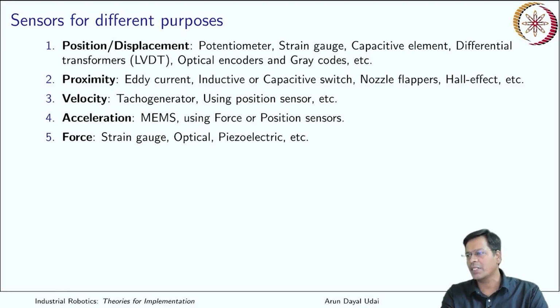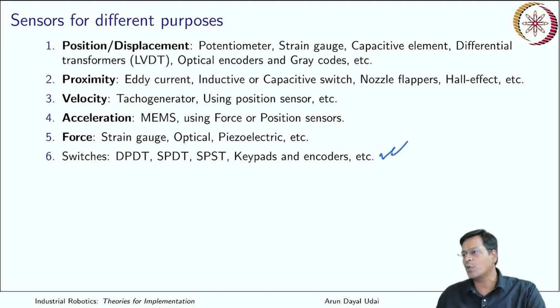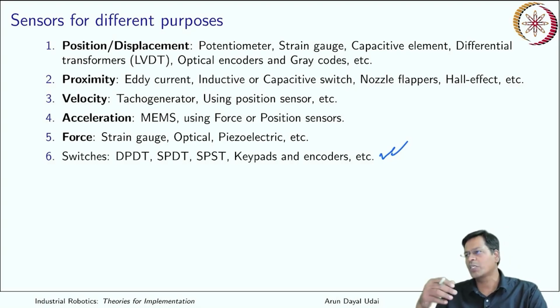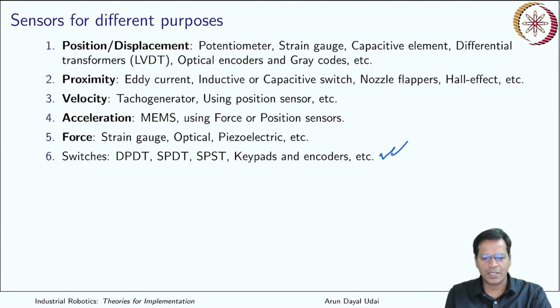So these are mostly used in industry. Apart from this, definitely switches are there. That is very common. Even a keyboard, your desktop keyboard, is also a sensor. It can detect what you are pressing. So there are various kinds of it: double pole double throw, single pole double throw, single pole single throw, or keypad, your encoders. All these are just switches, so we won't be covering switches as such. We'll be covering till 5.